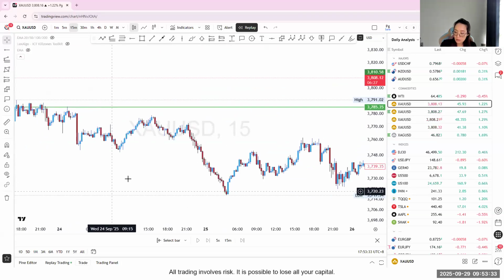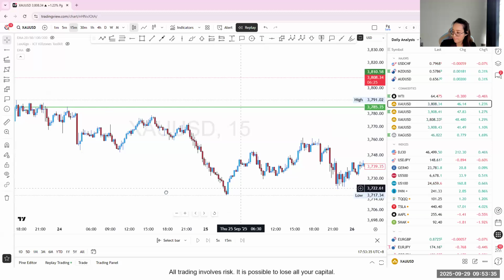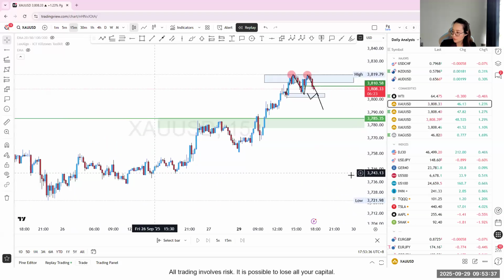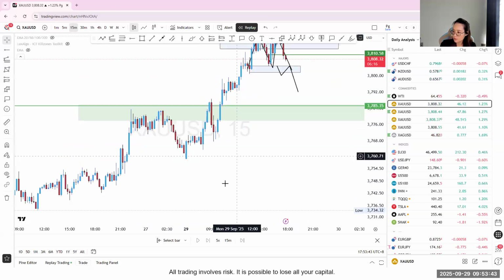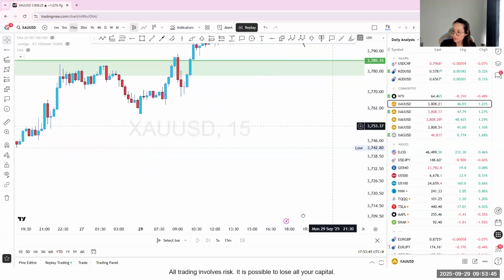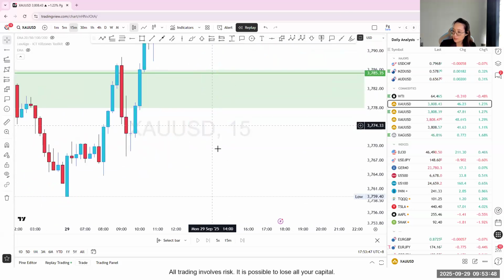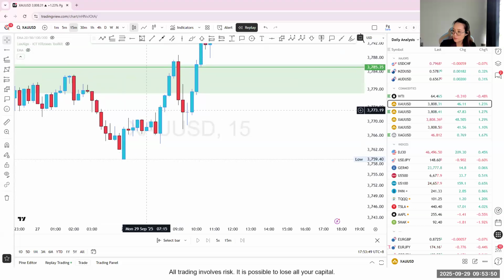Today is the 29th. Okay, here. Oh, here. Do you see the price action? There's a bullish engulfing candle, right? Do you see that? This is the bullish engulfing.